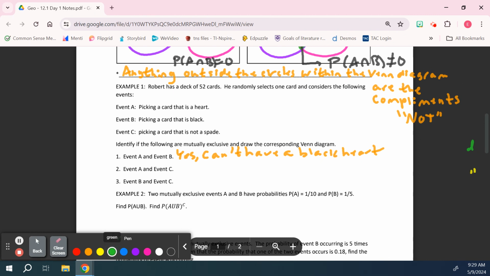So if we were to draw the Venn diagram for this, here's event A, here's event B. They do not intersect. Questions so far? So if you can physically say, no, this can't happen, then it is mutually exclusive. Okay? If you can say, yes, it can happen, then it is not mutually exclusive.